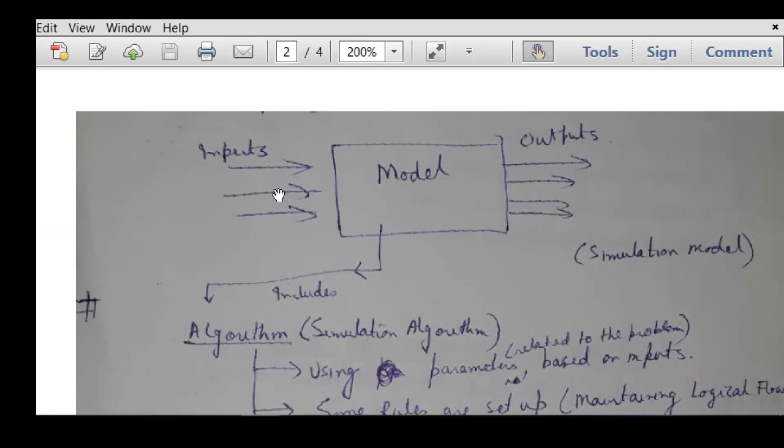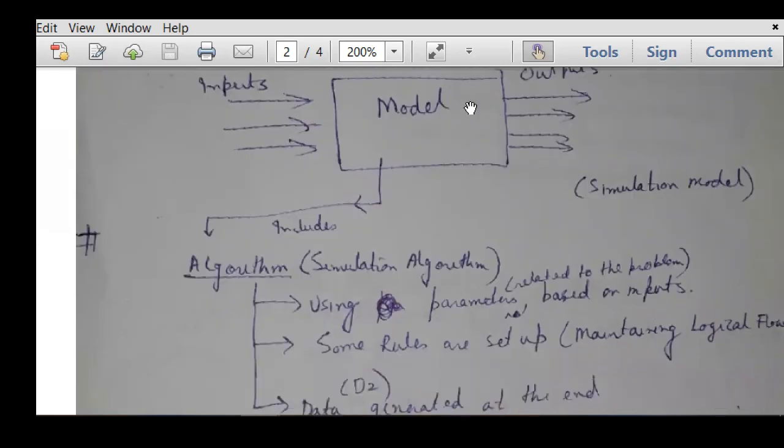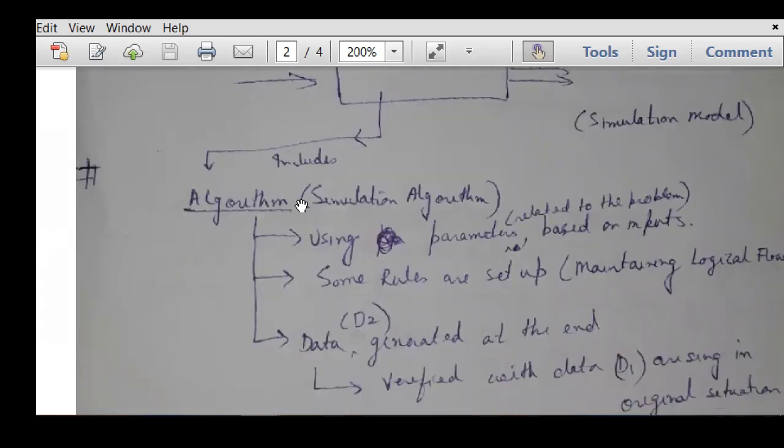These are the inputs which will be applied to it depending on the situation for which we are creating the model. And once you get the data set, you have to verify with the real life situation problem. Now inside this model, that means inside this box, as I said, there is an algorithm. This is the main thing. And the algorithm is often referred to as a simulation algorithm, because you are simulating some data set.